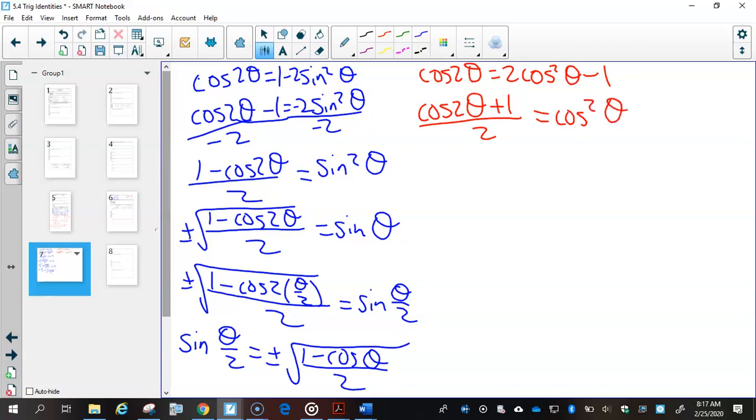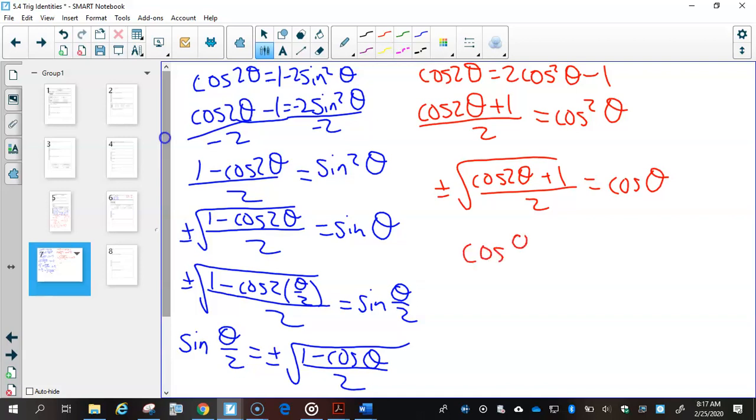So we kind of skipped a couple steps in this because the 2 wasn't negative. Take the square root. So now we're at this step. And to get to our final, I'm going to change all of my thetas to thetas over 2. I know these two are going to cancel. And I'm left with cosine of theta over 2 equals plus or minus the square root of cosine of theta plus 1 all over 2.